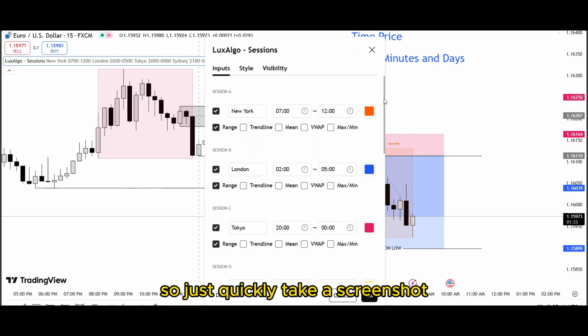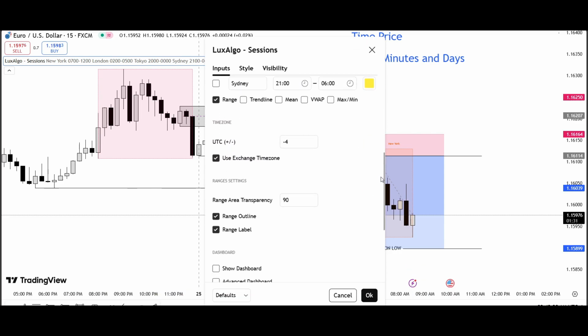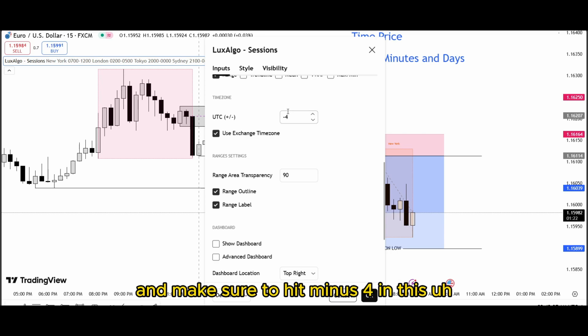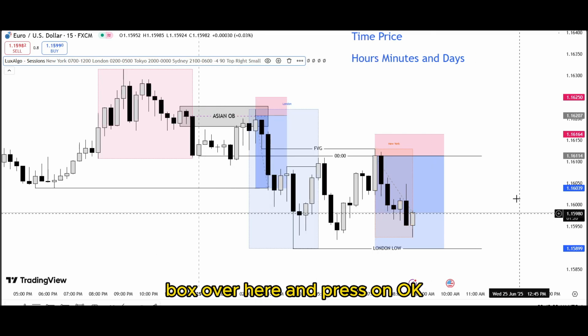You guys can copy these settings if you want to. So just quickly take a screenshot and make sure to tick on use exchange time zone, and make sure to enter -4 in this box over here and press OK.